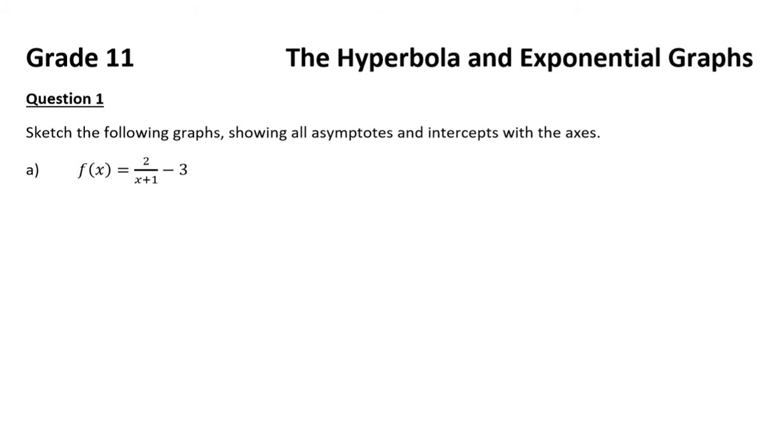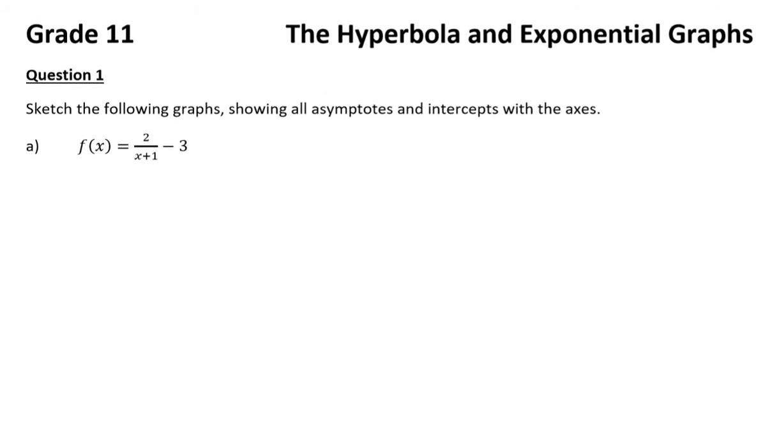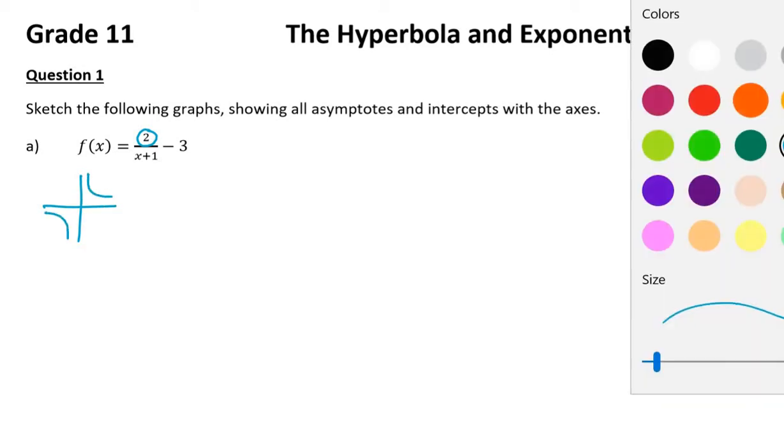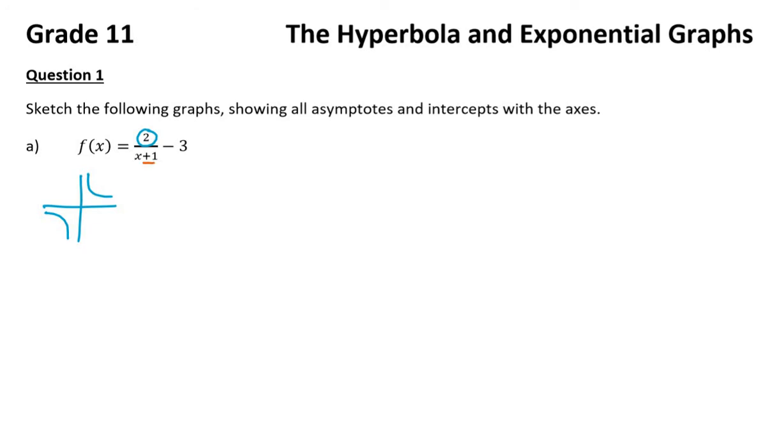Let's have a look. The first question says, sketch the following graphs showing all asymptotes and intercepts with their axes. Right, let's quickly remind ourselves the shape of this. First of all, I hope you can see that this is a hyperbola, and the fact that this is a positive value means that my graph would probably be there and there. But this graph has been shifted 1 unit left, 3 units down.